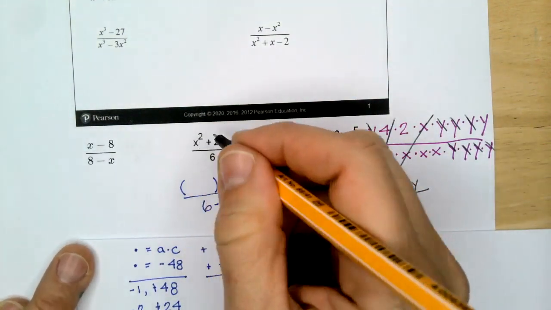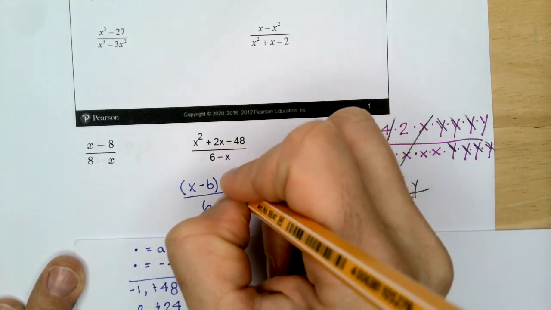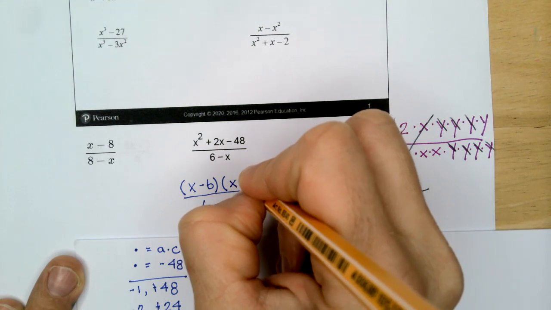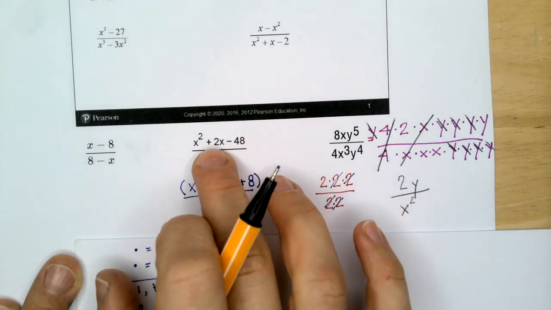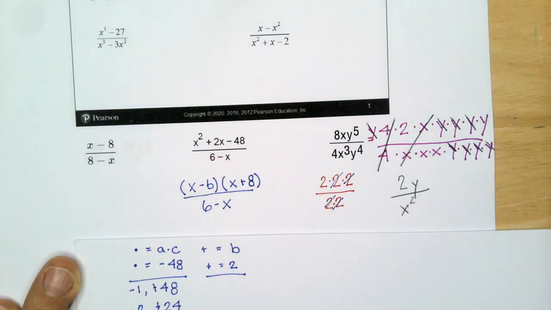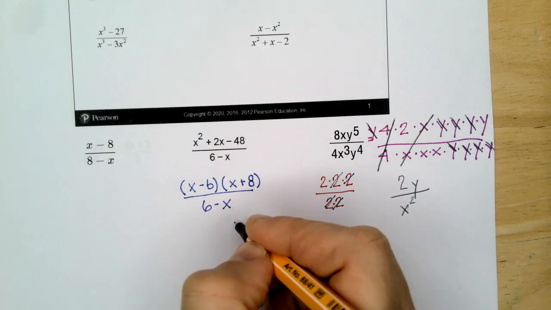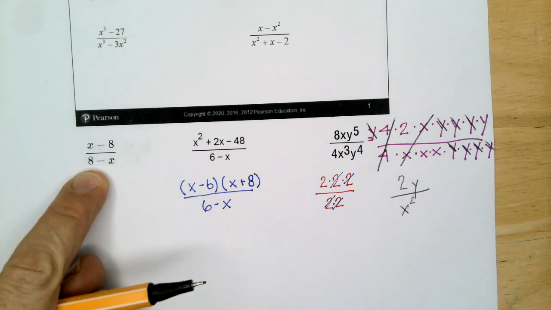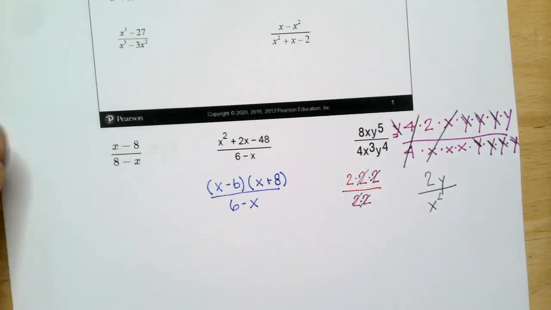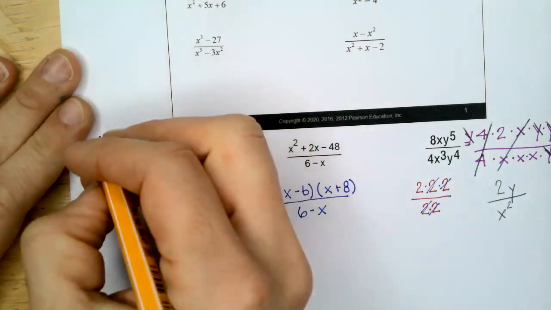That means x squared plus 2x minus 48 becomes x minus 6, x plus 8. Okay, that's how I simplified this trinomial into two binomials, just like we practiced in R4. Now, can I cancel x minus 6 and 6 minus x? It looks a lot like this, x minus 8, 8 minus x. What does this mean? Are these the same, right?